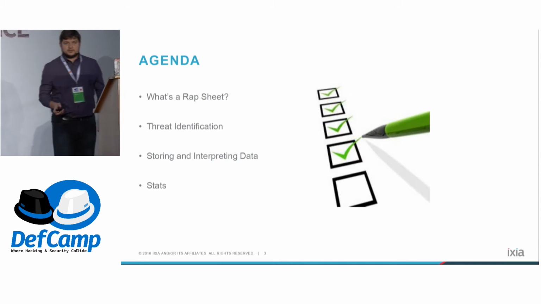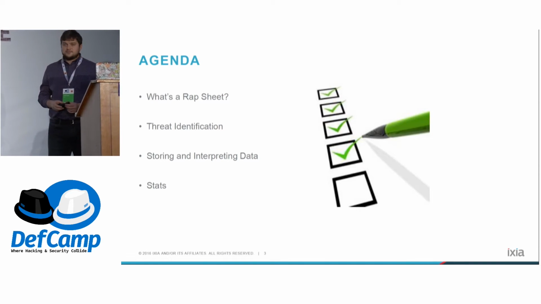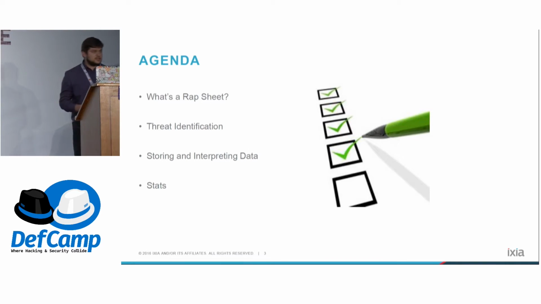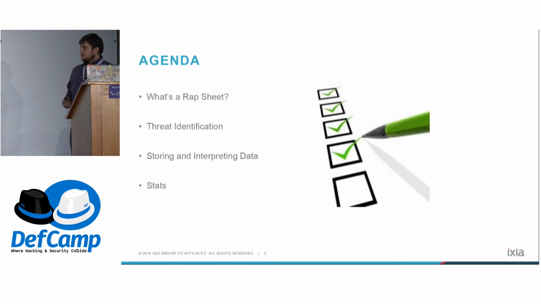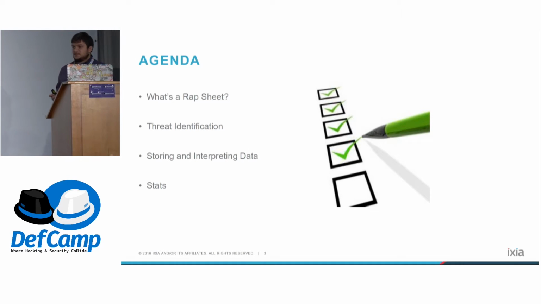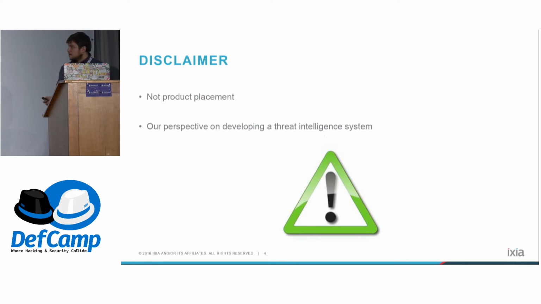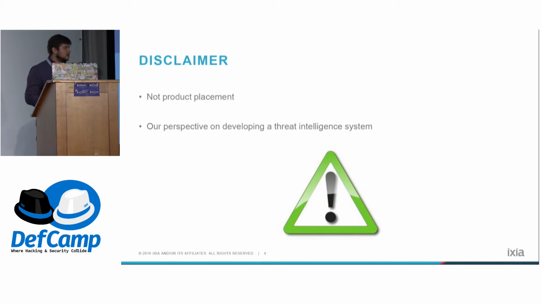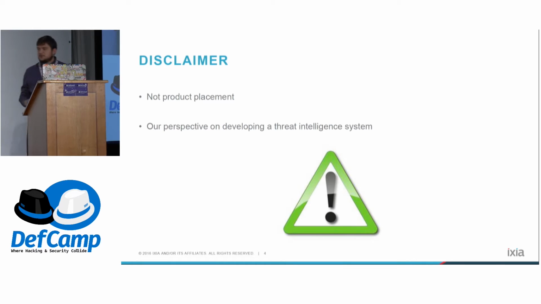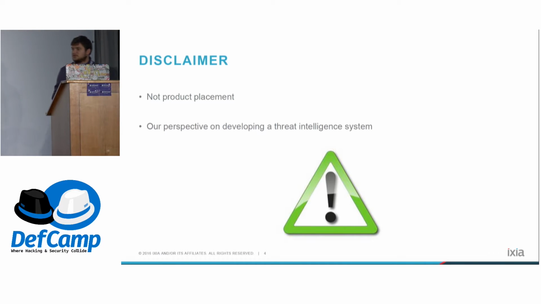So first of all, a quick overview of our agenda. First, we'll talk about what the RAPSHEET is, what we understand by the term, since it's something we've been using internally. Then I'll explain how we do threat identification for our database. Dragos will walk you through the engineering part, and in the end, he will present some stats. Quick disclaimer: we're not presenting a product or anything here. All we want to do is present our experience building a threat intelligence system from scratch, some lessons learned and similar, okay?